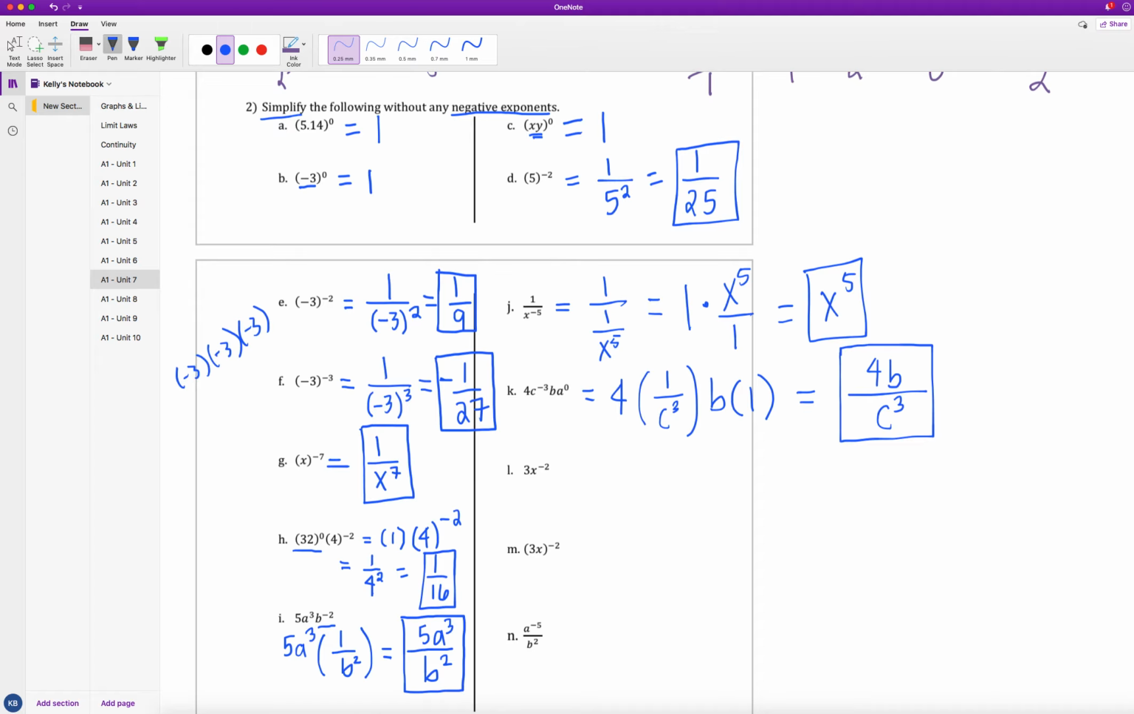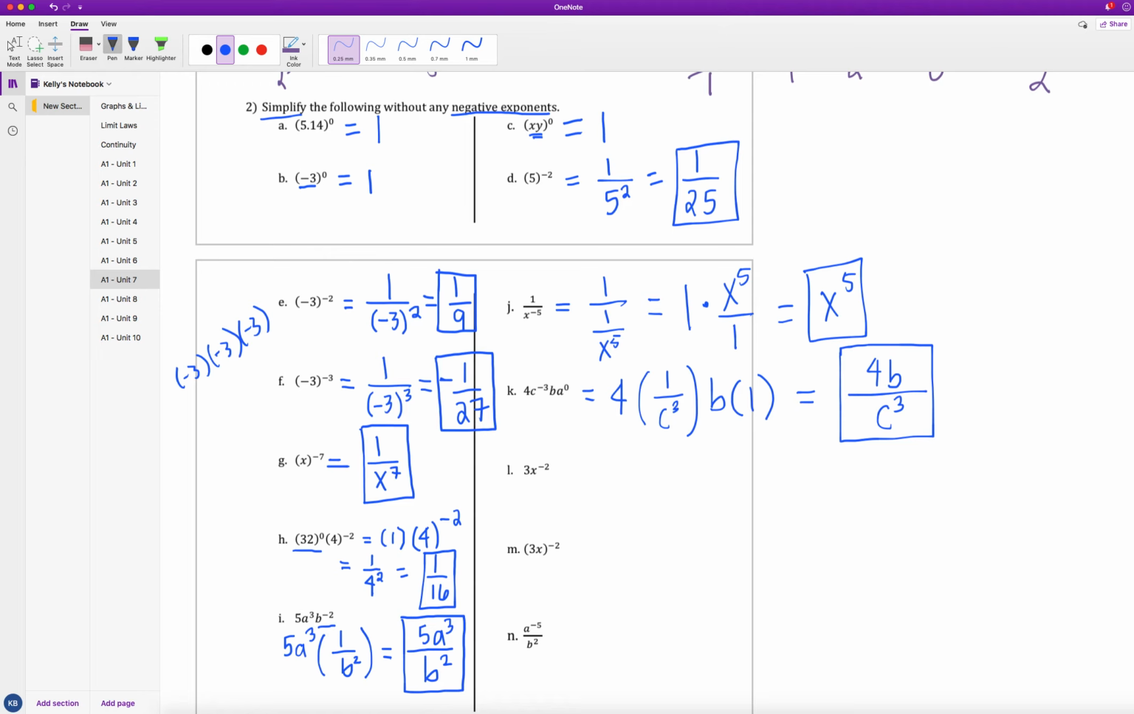Okay, let's look at L and M. So L and M look really similar to each other. I have a 3 times x to the negative 2 in L, and then in example M, we have 3x all raised to the negative 2. So what do you guys think? Do you think that since these look pretty similar, they'll give us the same answer, or are these going to be two different types of problems?